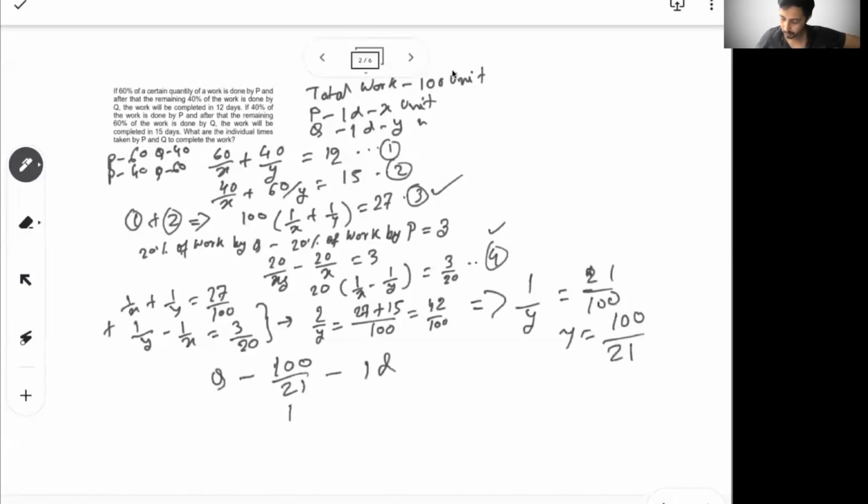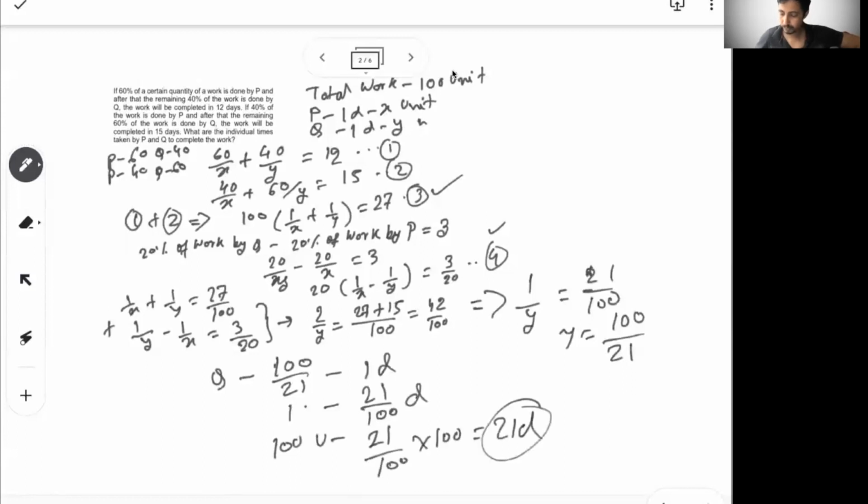So Q will do 1 unit in 21 by 100 days. So Q will do 100 units in 21 by 100 into 100, or 21 days. So Q you can calculate like this. Similarly, if you put the value of y in any of equation 3 or equation 4, you should get the value of x, right? And from there you can easily calculate. So I can quickly show you.